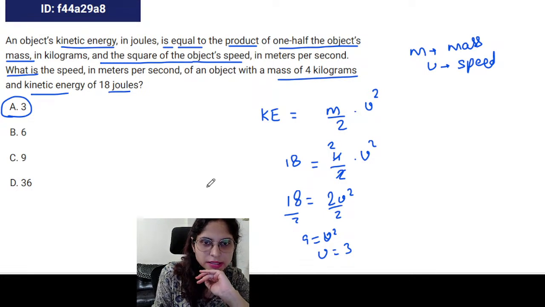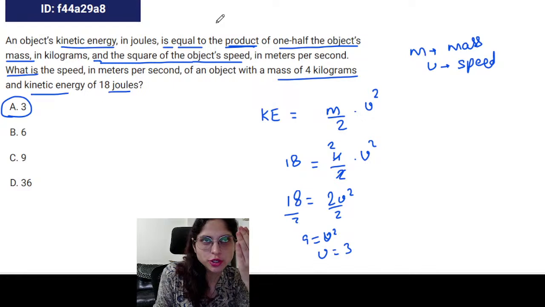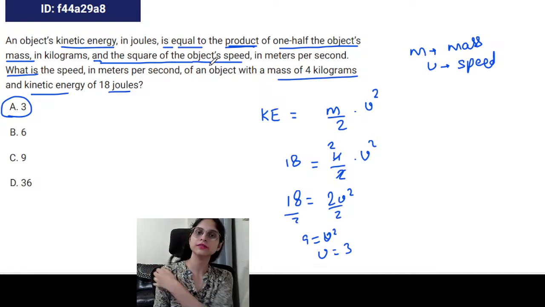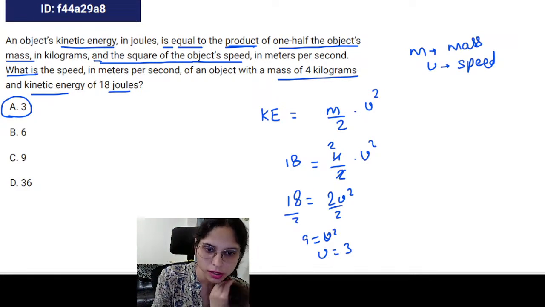Next is 63. So most of the students only get confused about what the question is saying. It's talking about the product, and here it is 1/2 the object's mass. So if you take half of the object's mass, the object's mass you can take as any variable, and the square of the object's speed. So speed is another variable and you are squaring it. Yeah, now moving to the next one, 63.